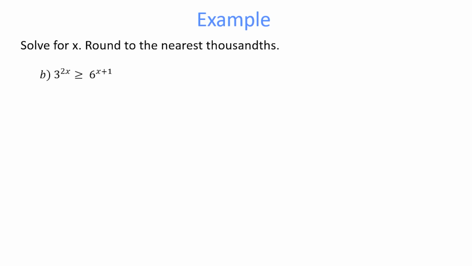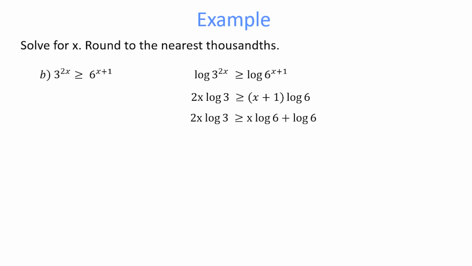Here in part B, we have to solve an inequality. Our first step is the same. We need to take the common logarithm of both sides. Now we use the power property of logarithms. Here we go. And we need to expand the bracket on the right hand side. Now we need to move both the variable terms to be on the same side. Therefore, I will subtract x times log 6.